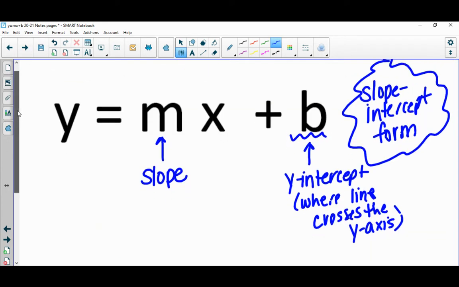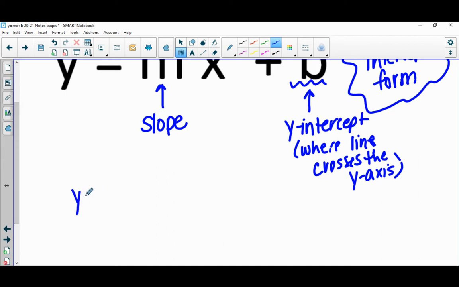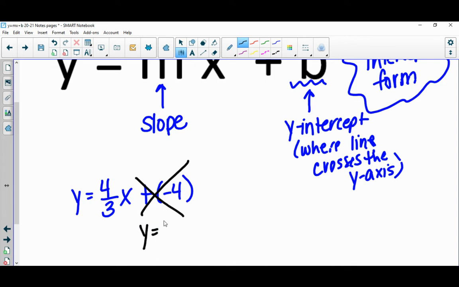We are not ever going to use double signs. So on that last example, if I'm writing this out using my formula, this is what I actually would have written, but we are not going to be using those double signs. So we're going to just write this as y equals 4/3 x minus 4. So this whole plus b part gets replaced with what your intercept is.